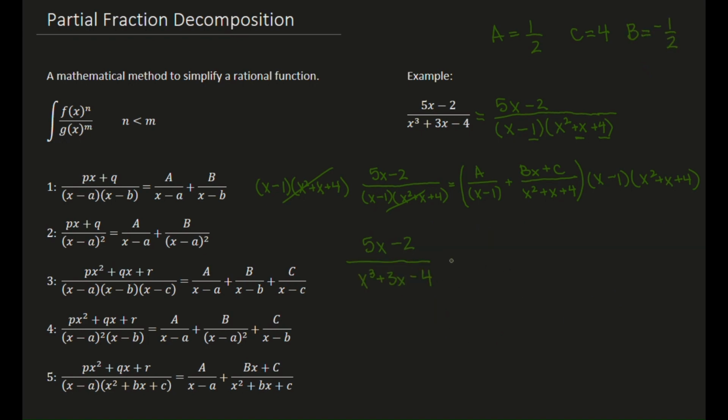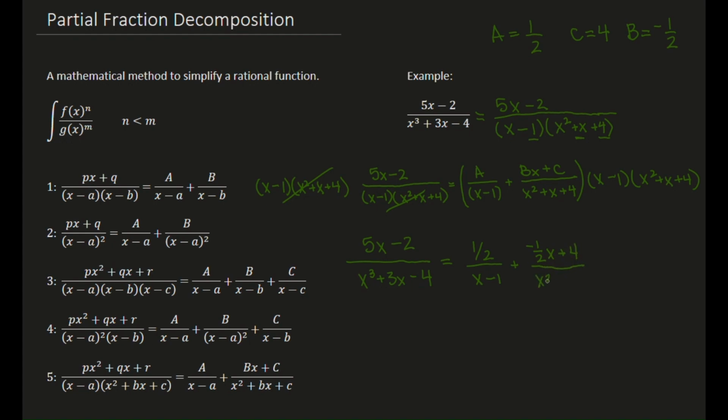So my solution now to the partially decomposed fraction becomes 1 half over x minus 1 plus negative 1 half x plus 4 over x squared plus x plus 4.